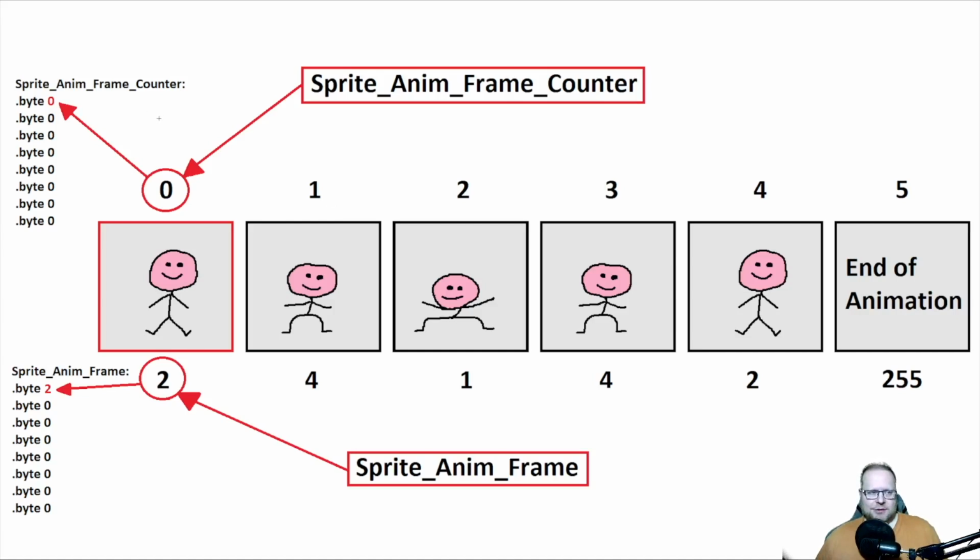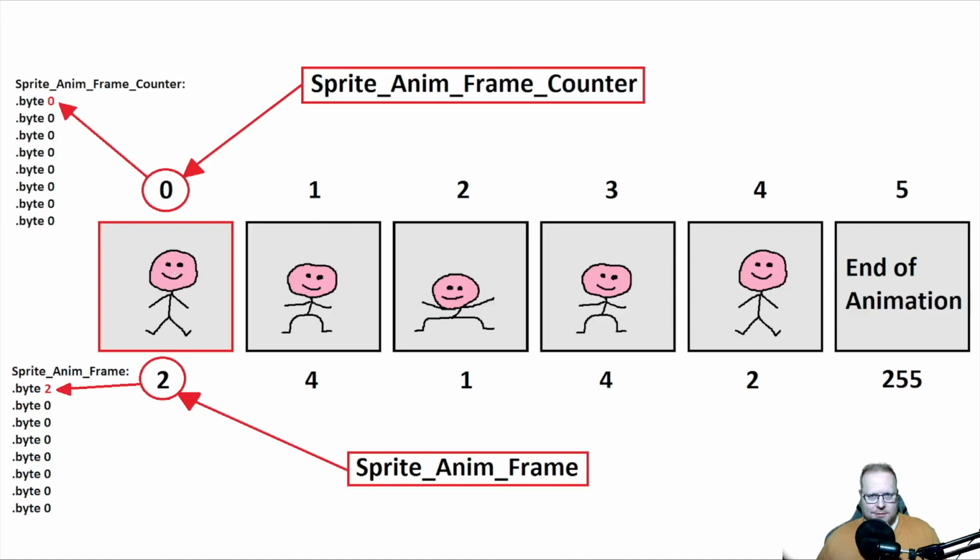So I have 2 more tables here. I have one table called Sprite Anim Frame Counter. This table has 8 entries. So once again, it's 1 entry for every sprite. We have 8 sprites. So this first entry is going to keep track of what frame number we currently have for sprite 0. So sprite 0 is now at frame number 0, so this one.